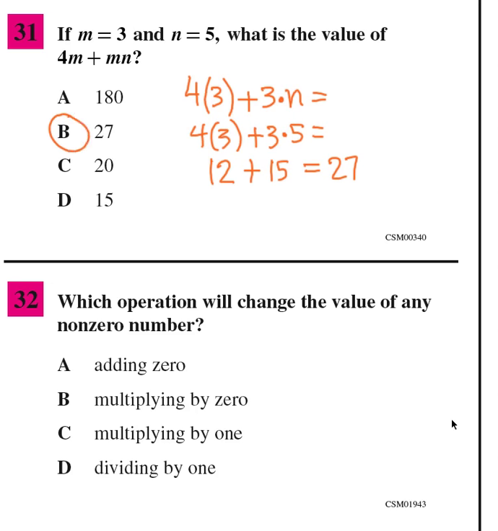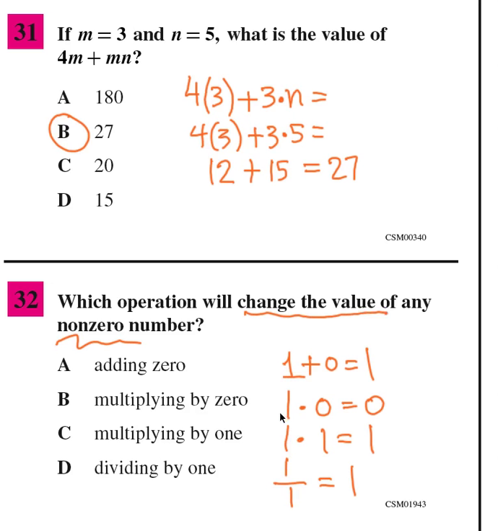Which operation will change the value of any non-zero number? Non-zero number. Let's say we have 1. 1 plus 0, 1. 1 times 0, 0. 1 times 1, 1. 1 divided by 1, 1. Change the value. This is the one that changed. The answer is B.